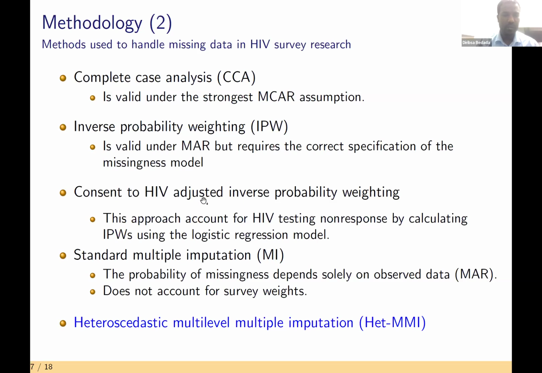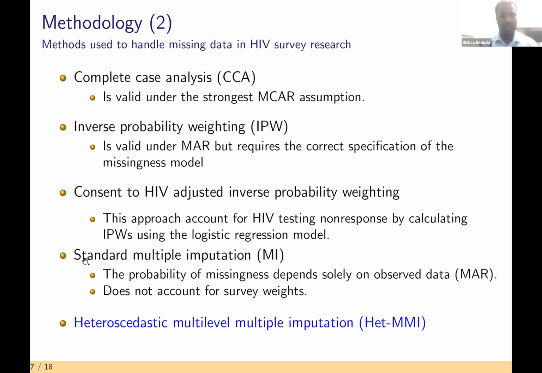The other method is consent to HIV-adjusted inverse probability weighting. So in this case, we model HIV testing non-response, and then we calculate the inverse probability weighting to account for the missing information. The other approach is standard multiple imputation, which is a common technique and a well-known method of handling missing data in different settings. The assumption is the probability of missingness depends on observed data.